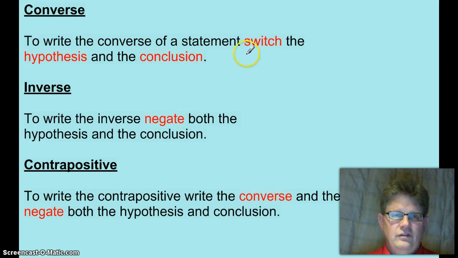To write the converse of a statement, switch the hypothesis and conclusion of the original. To make the inverse, negate both the hypothesis and the conclusion. And to make the contrapositive, write the converse and then negate both the hypothesis and conclusion. Go ahead and pause that as you need to, because I know you're not going to write it down as fast as I say it.